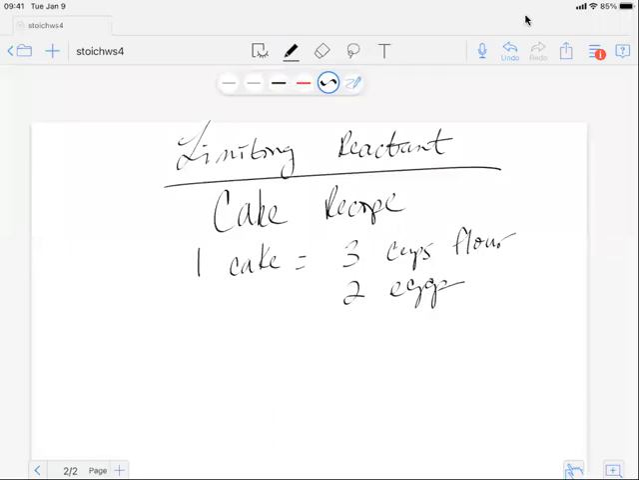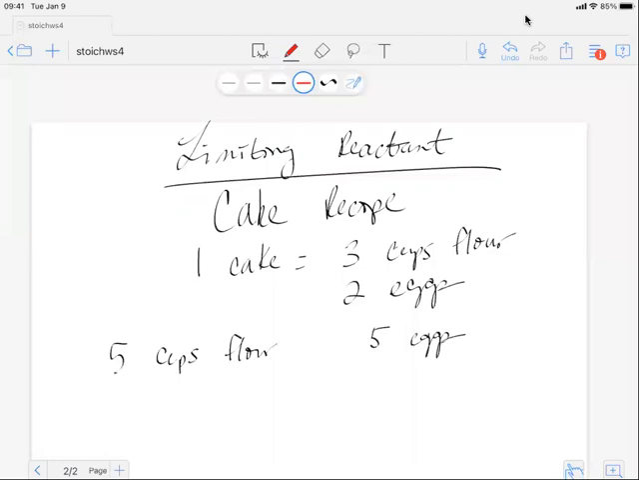Okay, limiting reactant. I want to start with an analogy, which is making a cake, because I think everybody can kind of relate to recipes and how they work. So if a cake requires 3 cups of flour and 2 eggs, now let's say I have 5 cups of flour and 5 eggs. How many cakes can I make with this amount of flour and eggs?